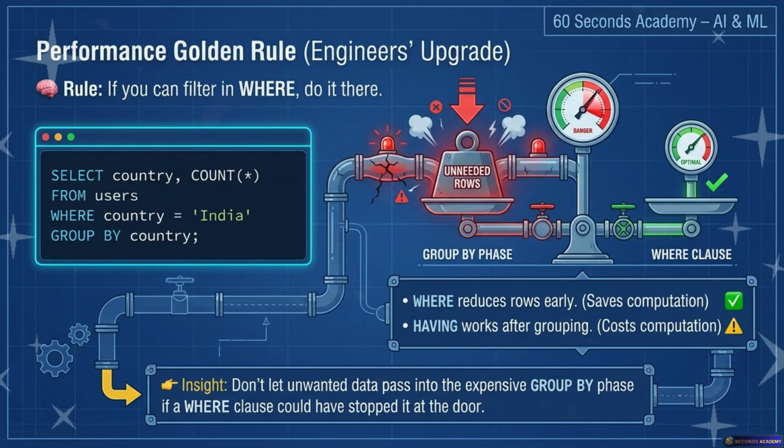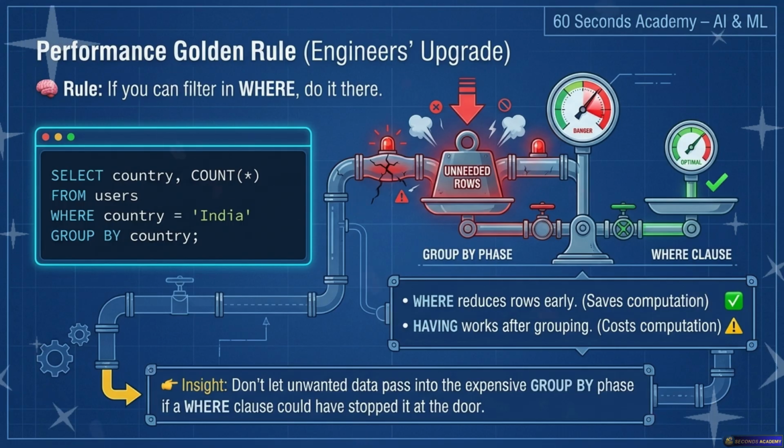Oh my gosh. It has to calculate the aggregates for every single country and then discard 99% of that work. So what does this all mean for system memory? Is having essentially a more expensive operation because it has to process the entire crowd before making a decision? Yes, absolutely. Where saves computation. Having costs computation.